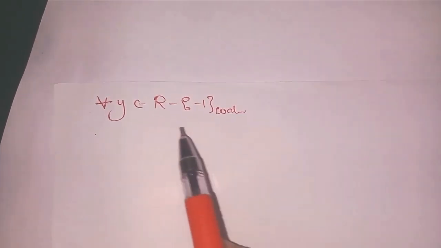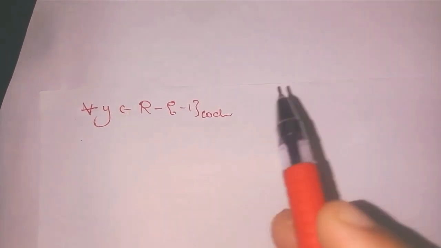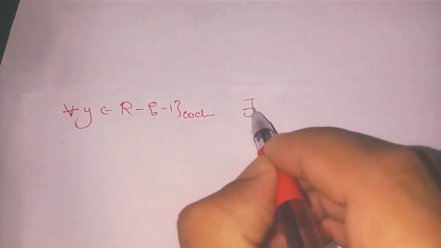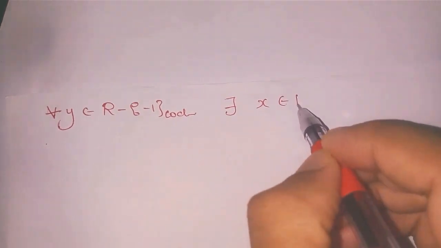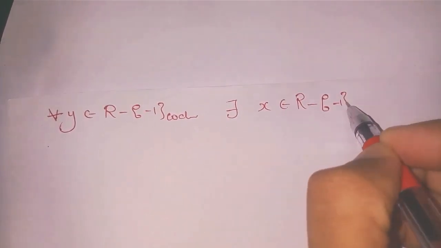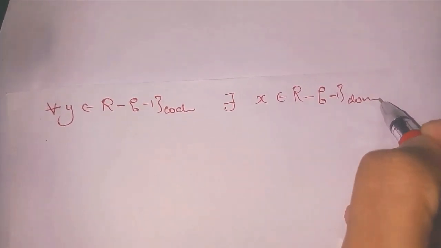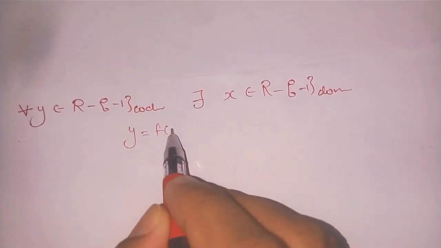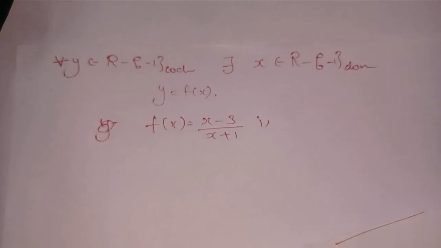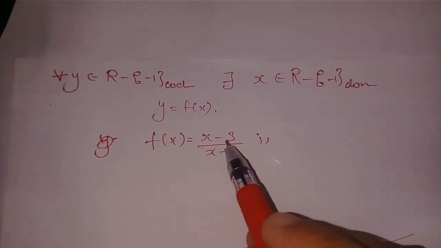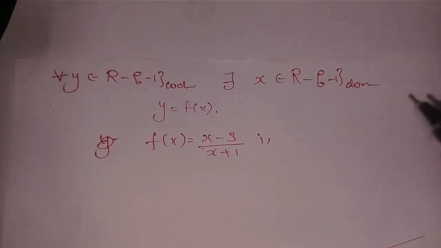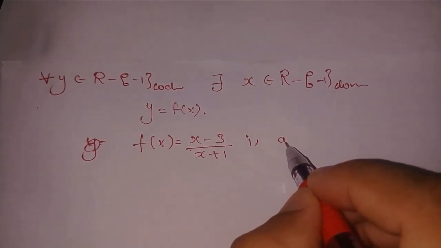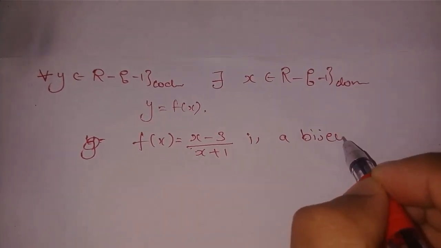So what can we say? For every y belongs to codomain, there exists an x in the domain satisfying the condition y is equal to f of x. So the given function f of x = (x - 3)/(x + 1) is a bijective function.